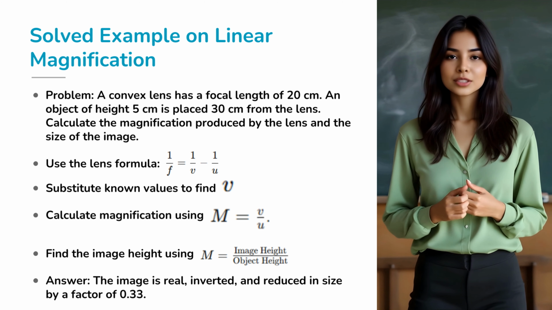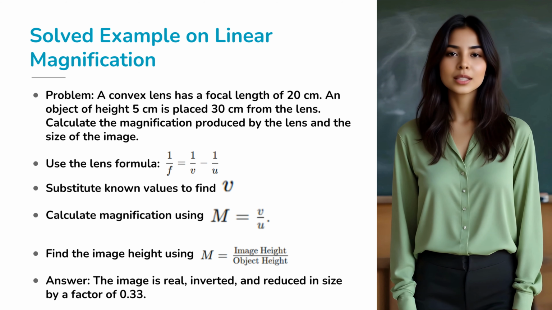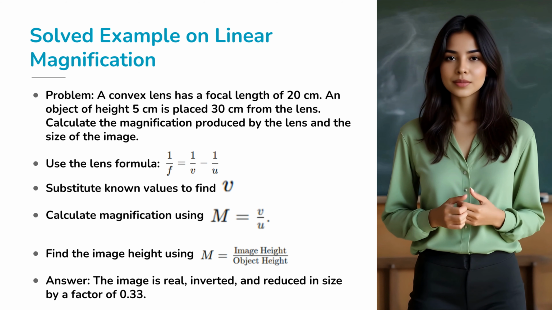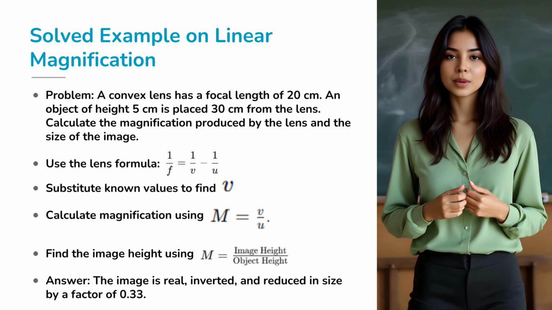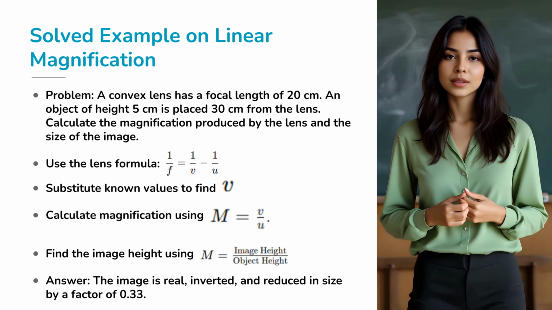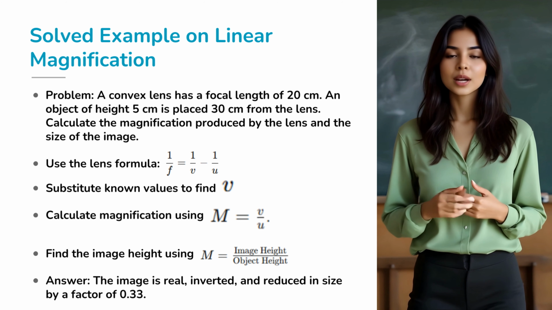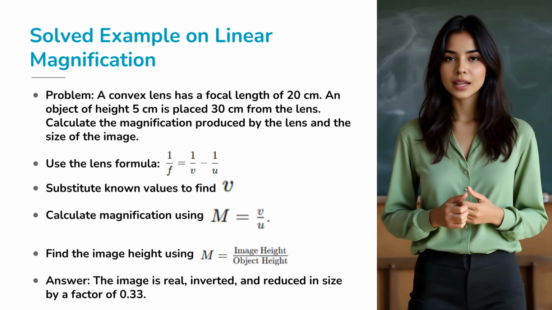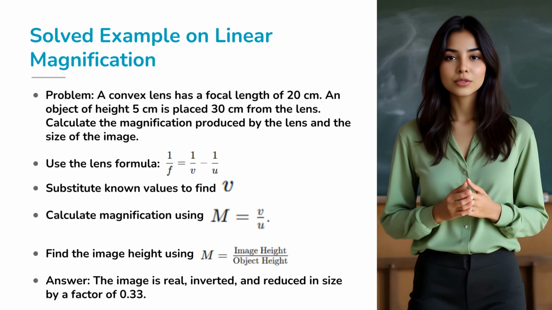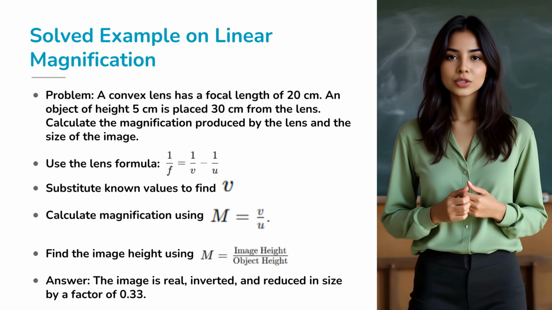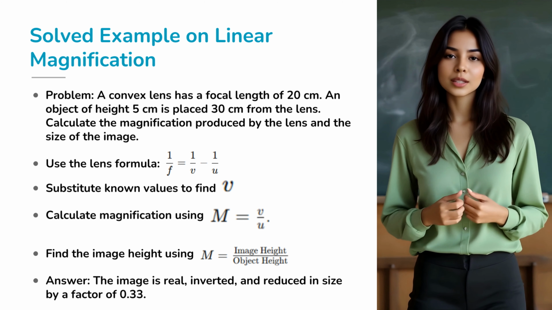Step 3. Let's find the image height. Magnification m = image height divided by object height. Substituting the values, −2 = image height divided by 5. Therefore, the image height equals −10 centimeters. Negative height indicates the image is inverted, and the value tells us it is 10 centimeters tall. So, the final answer: the image formed is real, inverted, and magnified twice the size of the original object.